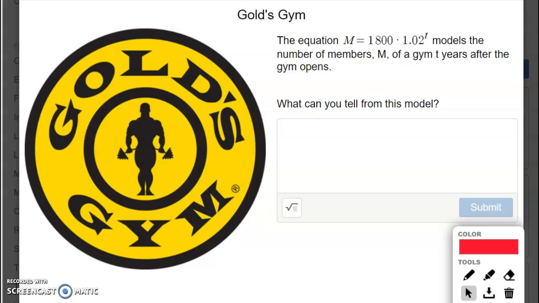Okay, this time we're given an equation. The equation m is equal to 1,800 multiplied by 1.02 to the power of t models the number of members m of the gym t years after the gym opens. So what can you tell from this model? What can you tell from the equation? What is the initial amount? Okay, what do you think in year 0, what is the number of members that they started off with? Well, it's always going to be this number right here.